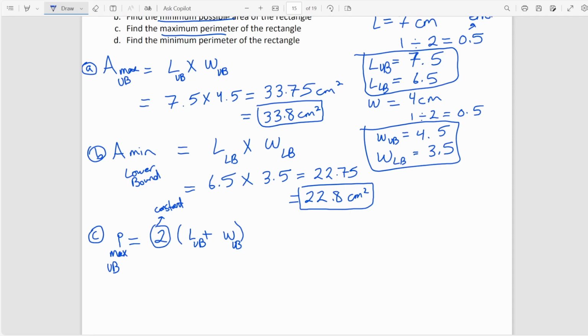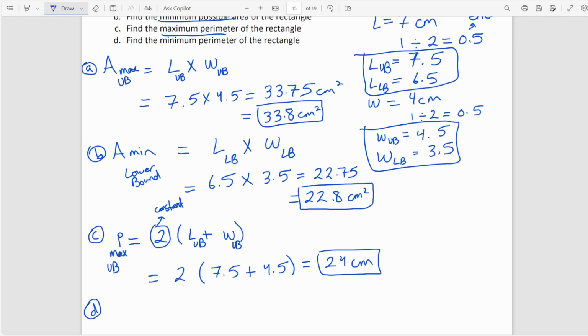So we can just go ahead and write that 2 multiplied by the upper bound for the length is 7.5. We already found it. And the upper bound for the width is 4.5. We're going to go ahead and plug this on the calculator. We get 24 centimeters. This is the perimeter.